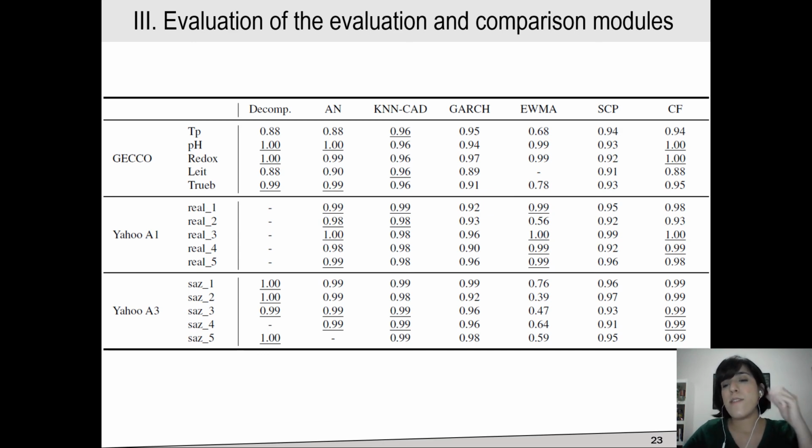An analysis of this table showed, for example, that for the Gecko dataset, the methods specialized in detecting trend anomalies presented the best performances. In this case, methods specialized in other types of events may perhaps not be the most suitable. Also, for the Yahoo A1 dataset, better detection performances were obtained by methods that are specialized in detecting different types of events, suggesting that they can be perhaps complementary.